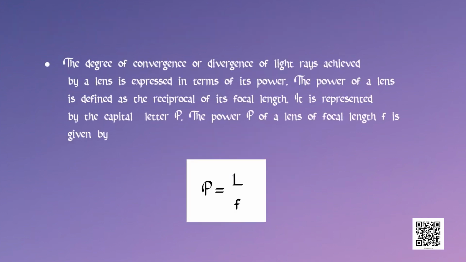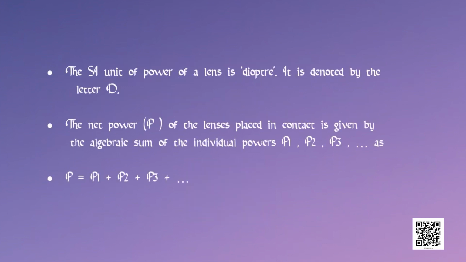The degree of convergence or divergence of light rays achieved by a lens is expressed in terms of its power. The power of a lens is defined as the reciprocal of its focal length. It is represented by capital letter P. The power P of a lens of focal length f is given by P equal to 1 upon f. The SI unit of power of a lens is diopter. It is denoted by the letter capital D.